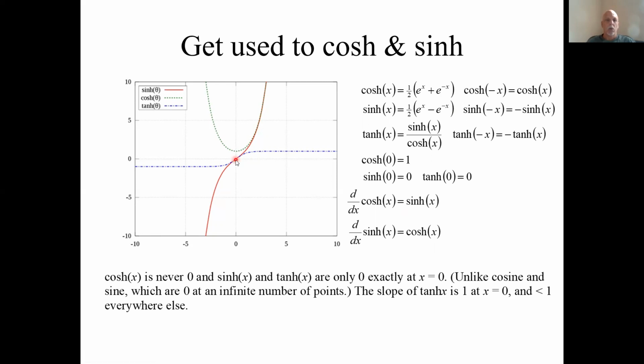Another thing: cosh is never 0. The sinh and the tanh are 0 only exactly at argument 0. Another feature about the tanh, which is this blue line here, is that it has a slope of exactly 1 at the argument of 0. Everywhere else, its slope on the positive side is less than that. It actually asymptotically approaches a slope of 0. That will come up a little later, that little subtlety.